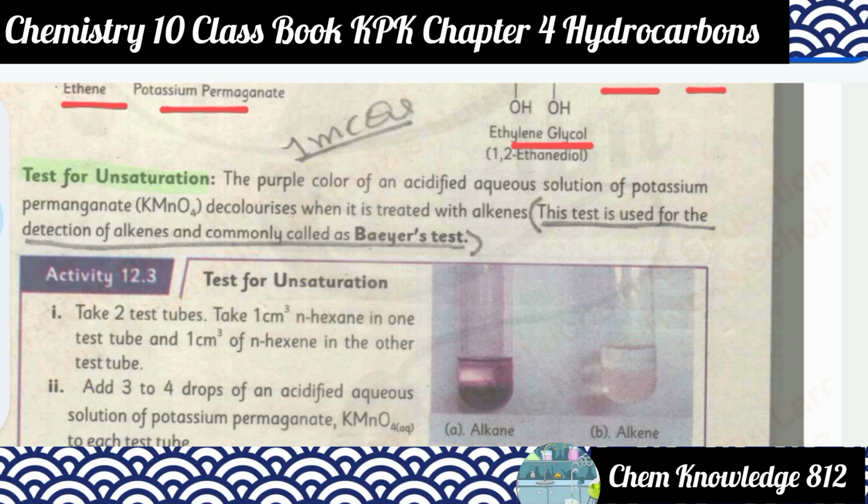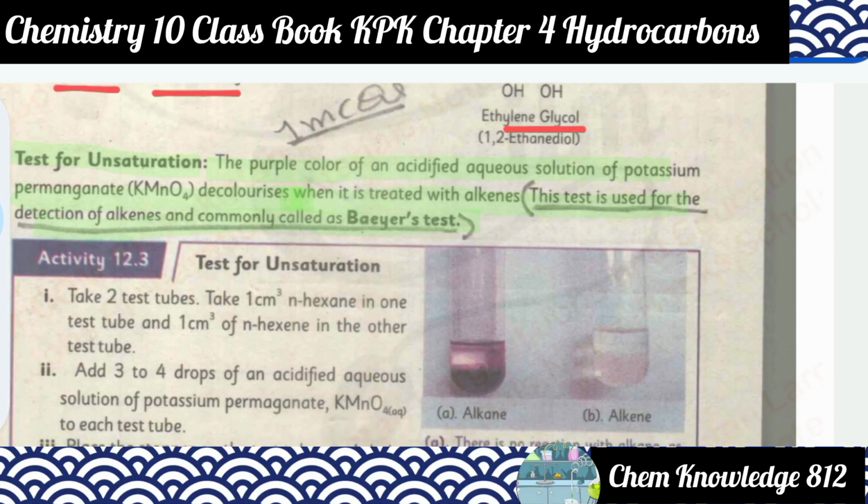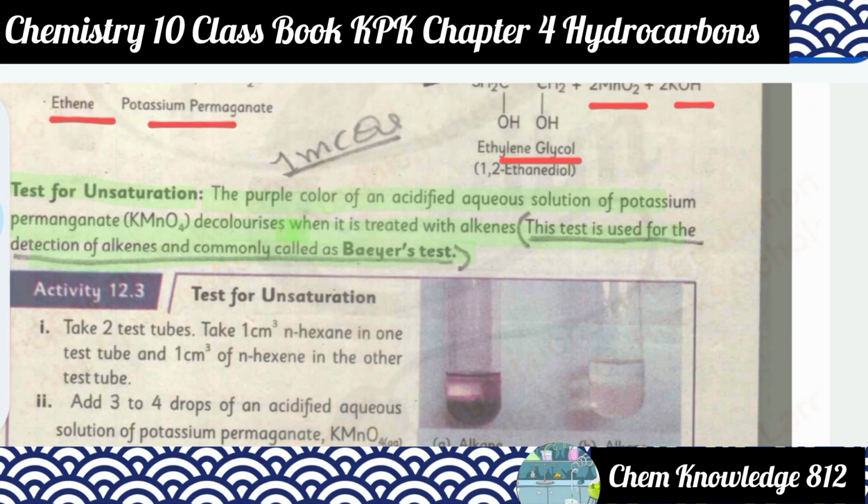So, test for unsaturation. The purple color of an acidified aqueous solution of potassium permanganate decolorizes when it is treated with alkenes. This test is used for the detection of alkenes and is commonly called the Baeyer test. So this is a test done with potassium permanganate to identify alkenes, and as a result of this test the potassium permanganate decolorizes.